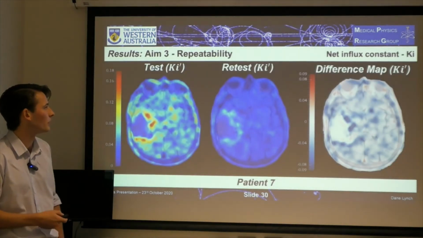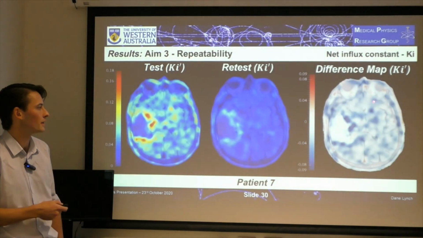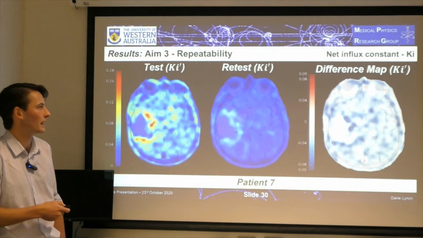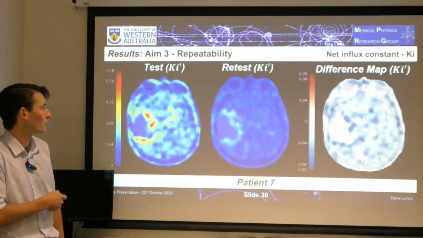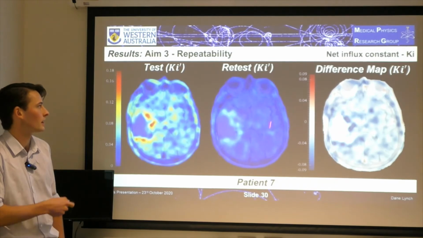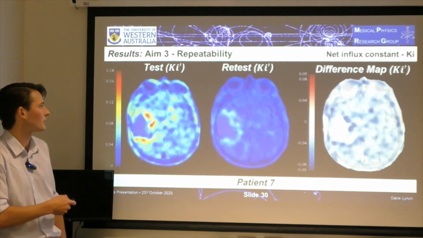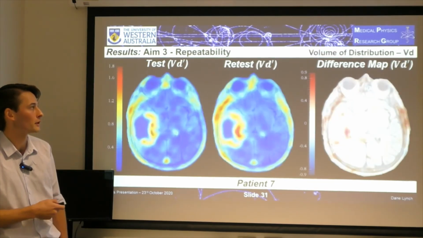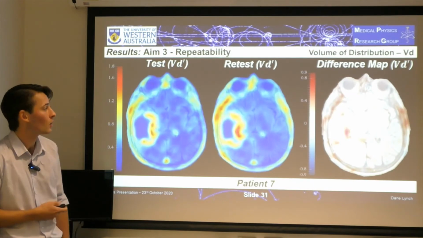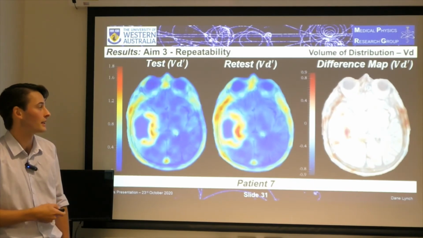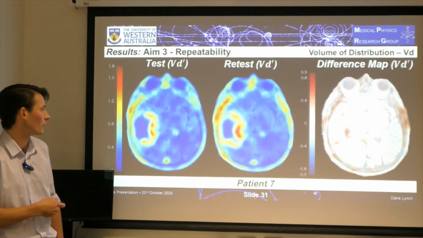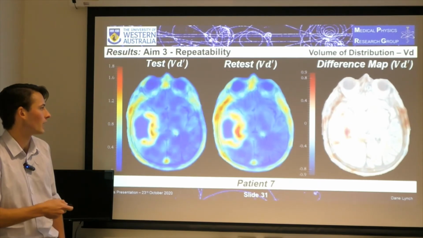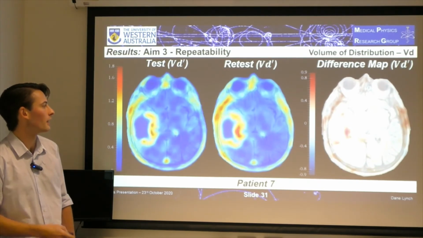This is an example in patient 7 where we see quite a decrease in Ki from test to retest, as you can see obviously by this retest, which is nowhere near as hot as the test there. This is an example of a difference map for volume of distribution in the same patient, where we see an increase in signal from test to retest, shown in this tumour region here and this cranial region there.